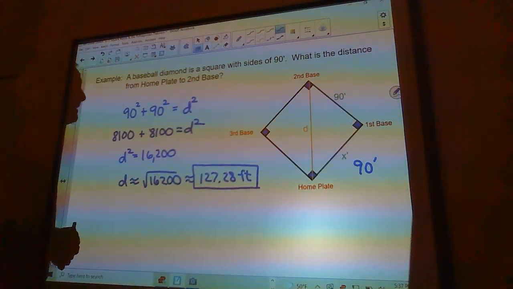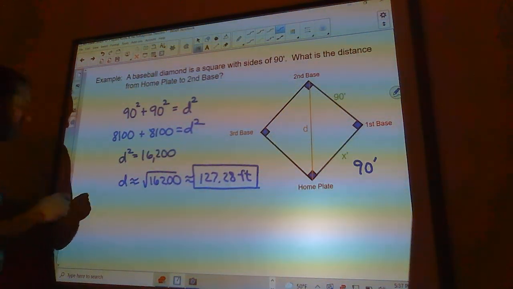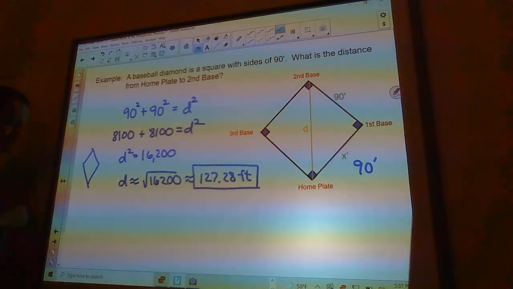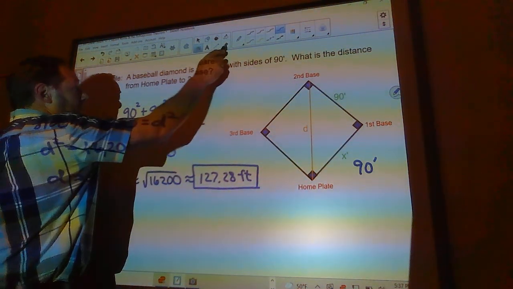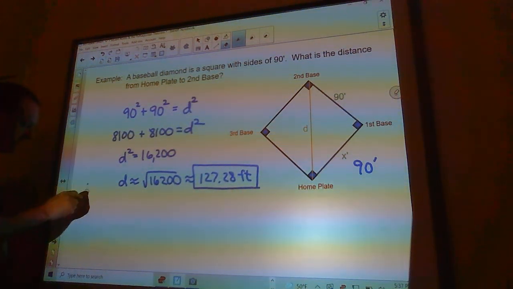Now, a lot of people think that a baseball diamond, since it says diamond, is an actual rhombus, they think it's a diamond shape. Okay. It's not, it's a square. A square is a diamond, a square is a rhombus, but it's a nice perfect square.